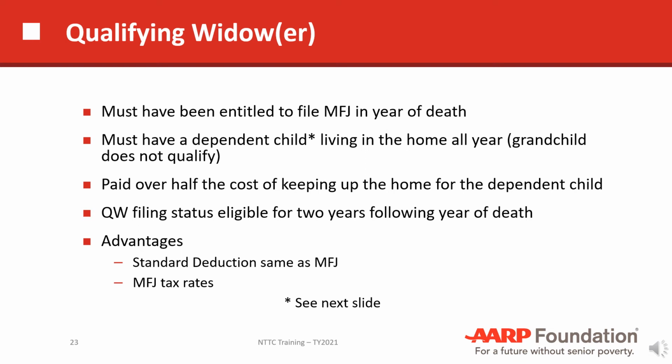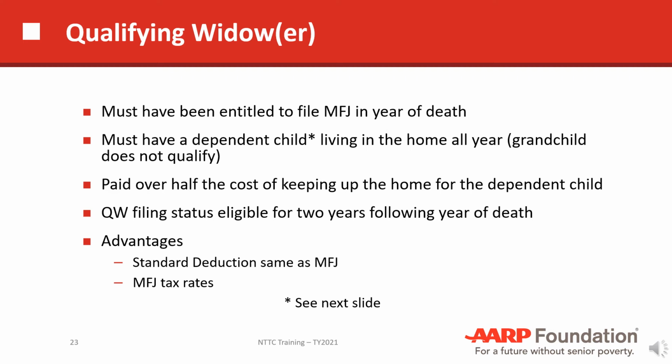Qualified widow or widower filing status is eligible for 2 years following the year of death. So typically in the year of death, a couple would file a married filing joint return even though one of the spouses had died. And then if there is a child in the home at that point, the remaining spouse that's still alive could claim qualifying widow or widower for the following 2 years after the year of death.